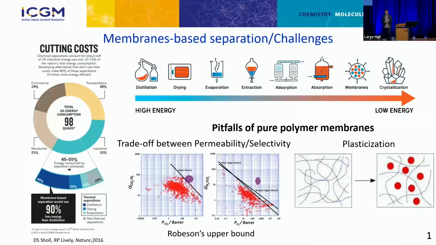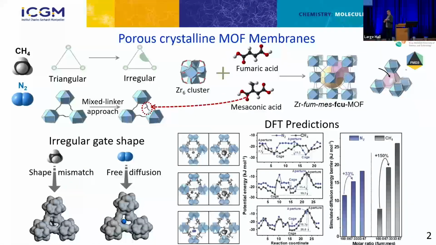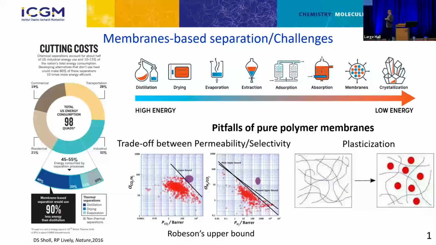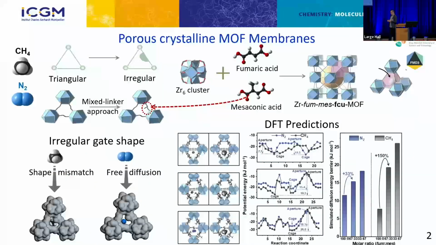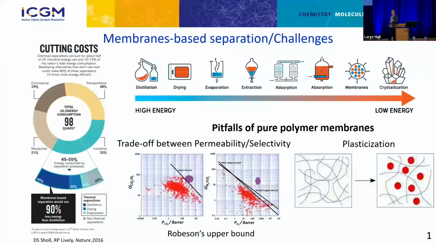The problem of polymeric membranes is that they show mostly two limitations. The first one is a trade-off limit between productivity and efficiency, what we call the Robson upper bound between selectivity and permeability. Then there is a limitation.